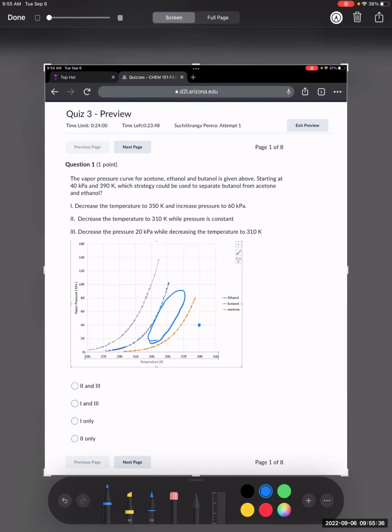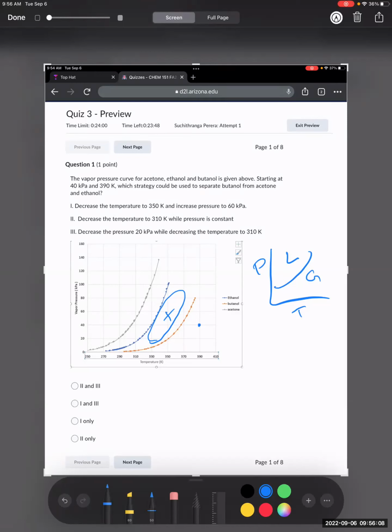Because when you're in this region, let's say that you are at this point X, you will be above the curve with respect to butanol. That means you will be in the liquid phase. Remember, if you're above the curve, you're a liquid. If you're below the curve, you're a gas. Therefore, it should be in liquid phase. But this point X is below the curves of ethanol and acetone. Therefore, those should be in the gas phase. So that's the idea.